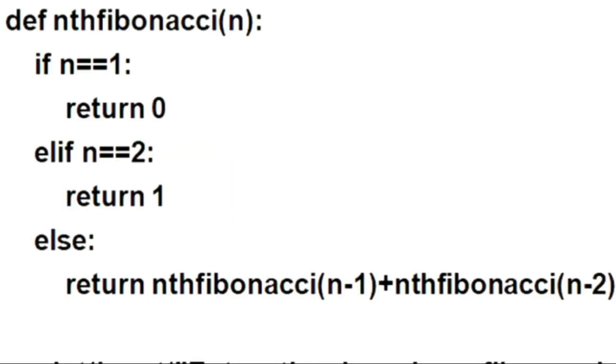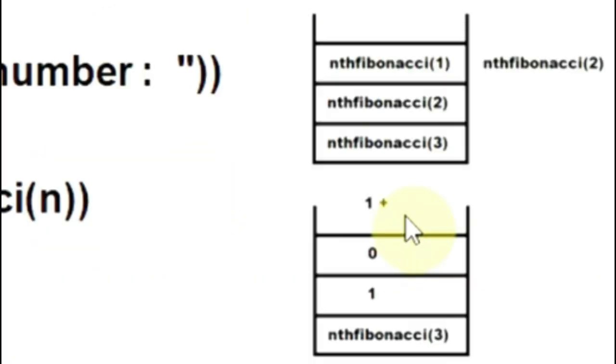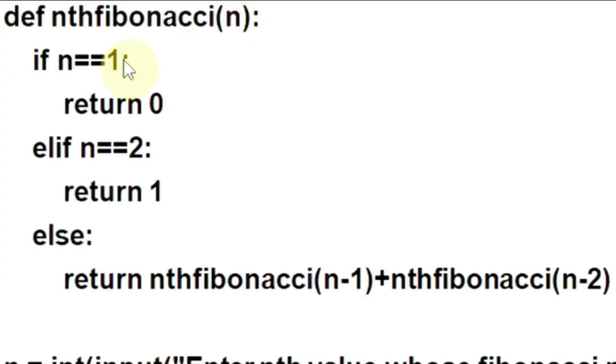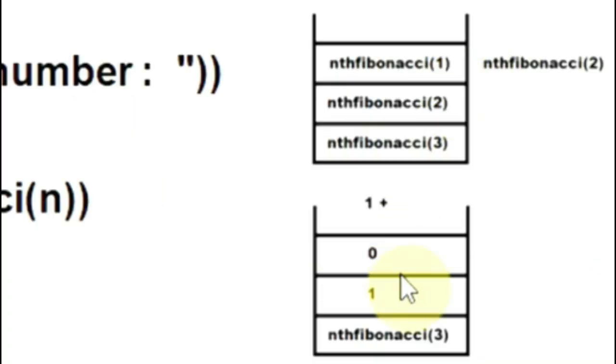Now return means go back to the main function. So this 1 will be taken back to the main function, but before that the compiler will pop all the functions, whatever is in the stack will be popped. So this nth Fibonacci 1 will be popped from the stack, right. This 1 is of nth Fibonacci 2. So this nth Fibonacci 1 will be invoked, n will become 1. If n equals 1, it will return 0. So this nth Fibonacci 1 will return value 0.